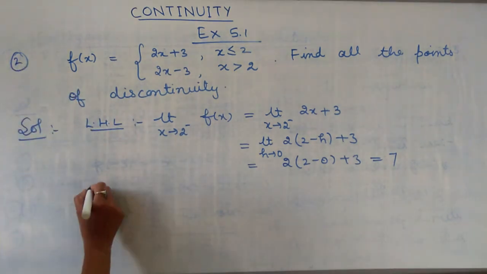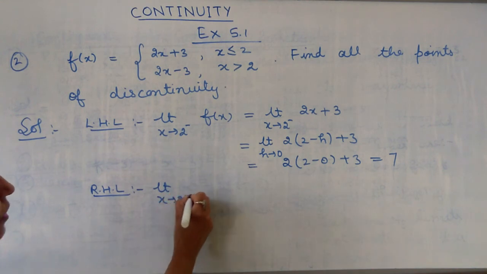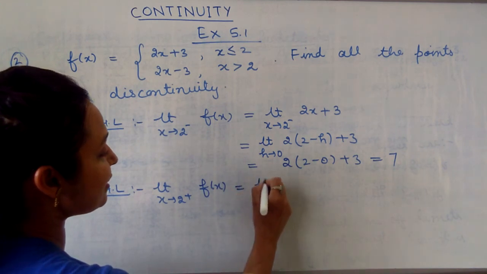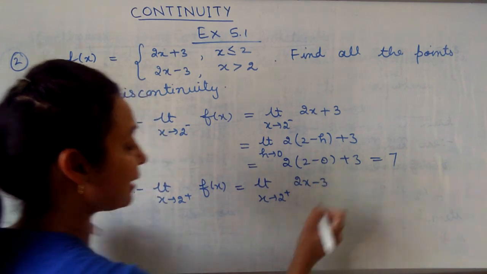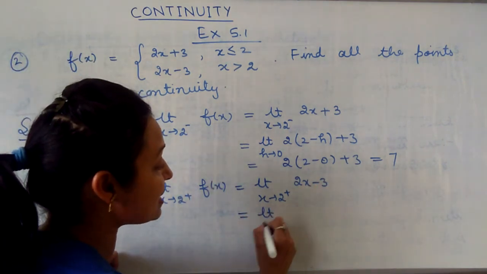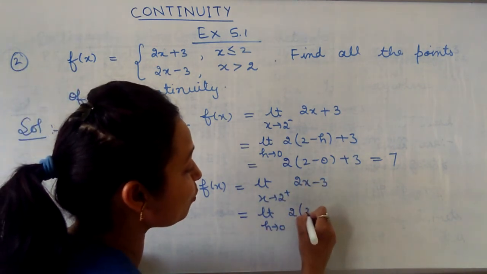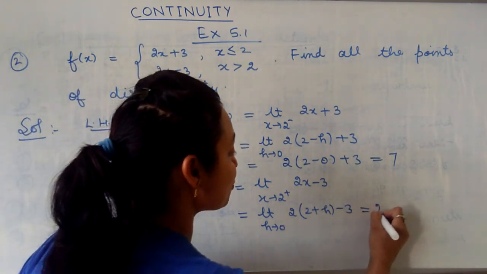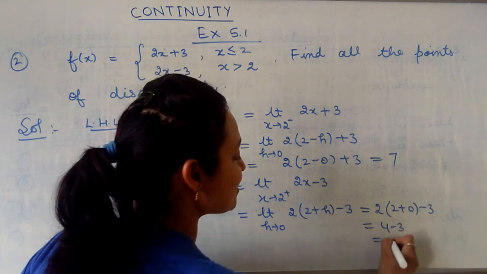Now I will talk about the right hand limit. How can you solve limit x approaches 2 positive? I will take the greater than value. That is f of x, limit x approaches 2 positive, this will equal 2x minus 3. In this place, if I want to take h, limit h approaches 0. When h approaches 0, this x will change into 2 plus h, minus 3. Now I will put the value of h, that will equal 2 times (2 plus 0) minus 3. That is 4 minus 3 is equal to 1.